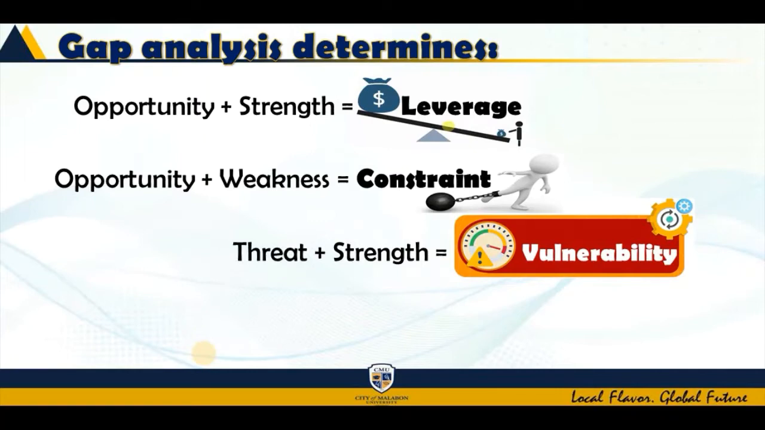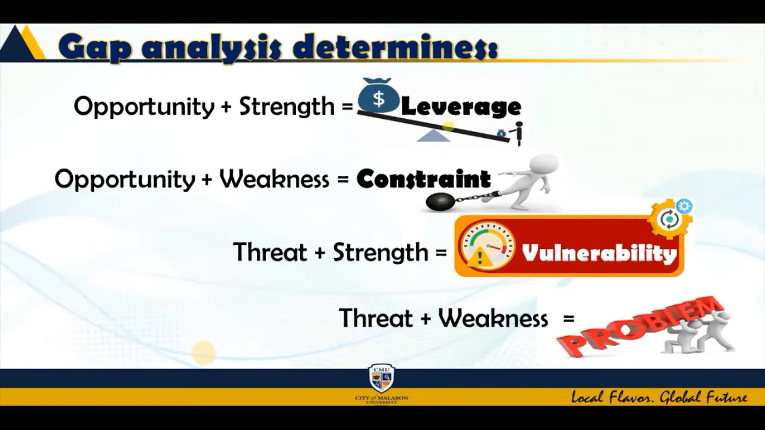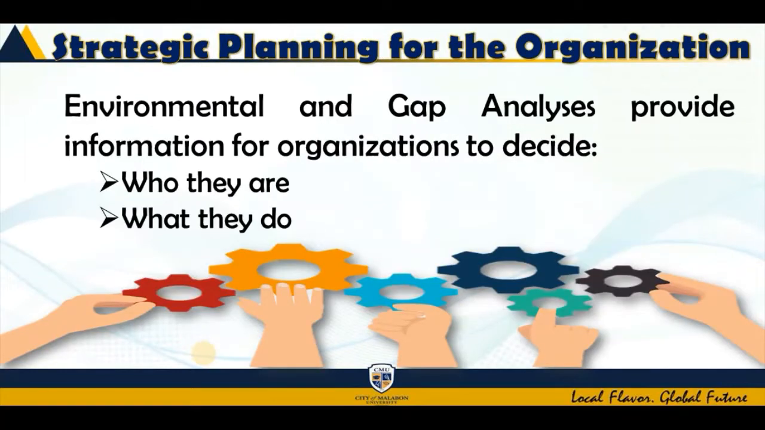Third is threats and strengths, which is equal to vulnerability. In this situation, there is an external threat, but this threat can be contained because of the presence of internal strength. And also, we have threats and weaknesses. Automatically, that is a problem. In the worst scenario, there is an external threat and also accompanying internal weaknesses. So these are the issues that we really cannot address because these are the things that the companies are not capable of. And next, we have here the strategic planning for the organization.